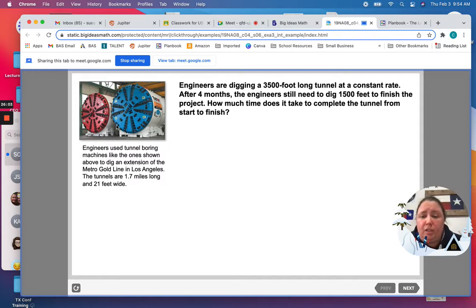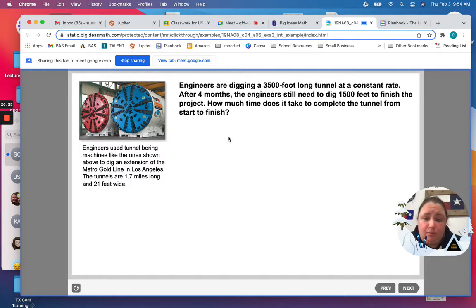So over here, they show you the drill bits, guys. If there was a guy standing here, he'd be about this tall, about as tall as my little arrow. It's a giant tunnel. These are the machines that dig. They dug the Metro Gold Line in Los Angeles. The tunnels are 1.7 miles long and 21 feet wide.